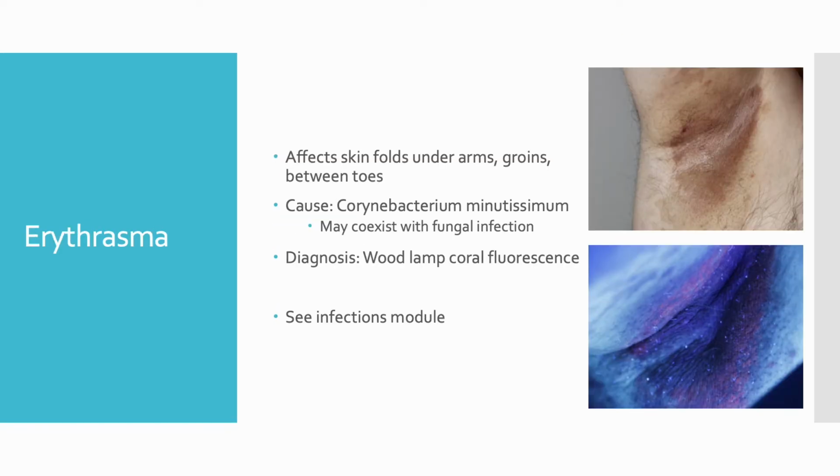A condition called erythrasma, caused by the bacterium Corynebacterium minutissimum, is more common in diabetics. It tends to produce flexural eruptions, so in the axillae, in the groins, sometimes in the toe webs. The causative organism will produce porphyrins, and these can be identified by looking at the affected area in the dark with Wood's light examination, a UVA lamp, and the areas fluoresce. And erythrasma is covered more in the skin infections module.